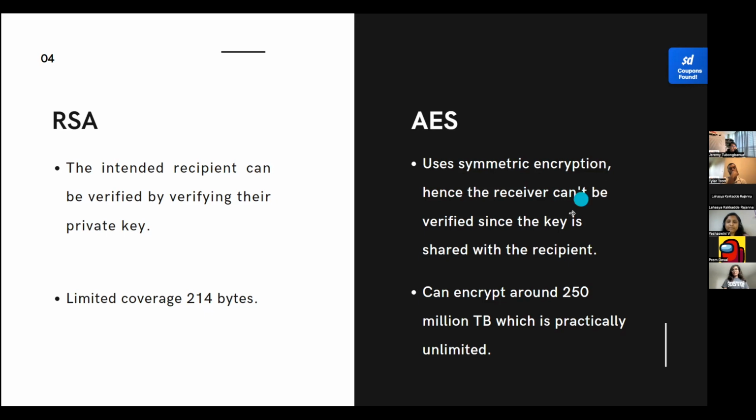Speaking of AES, AES uses symmetric encryption unlike RSA. So there is a single key that is used for encryption and decryption. It means that the recipient cannot be verified because the concept of a private key does not exist.